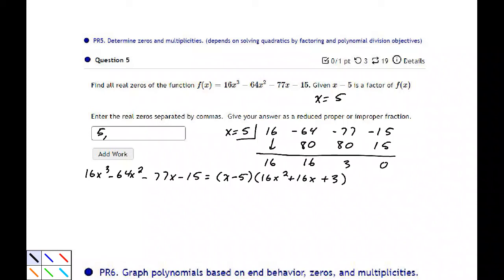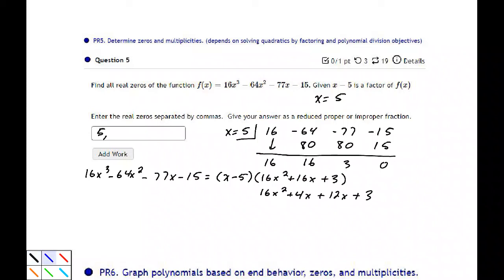So let's see, 16 times 3 is 48. Can I find 2 factors of 48 that add to be 16? Yes, actually 12 and 4. So I'm going to factor this. This will be 16x squared plus 4x plus 12x plus 3.